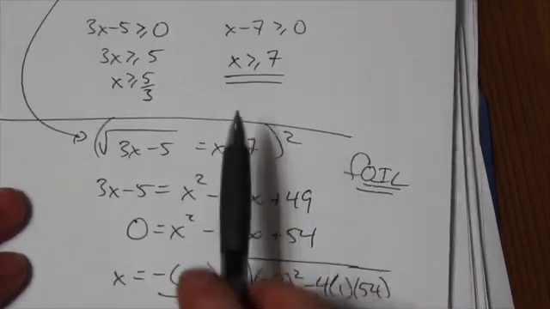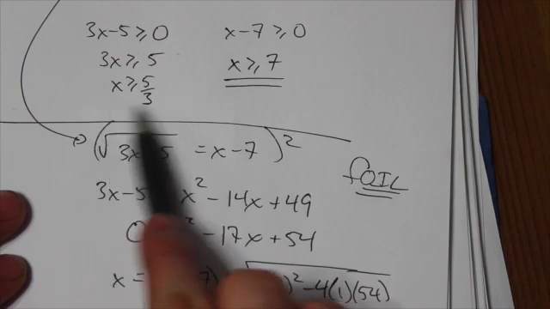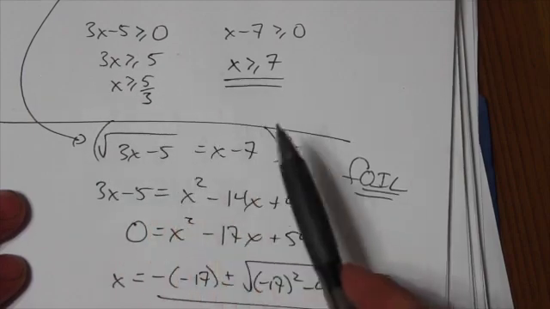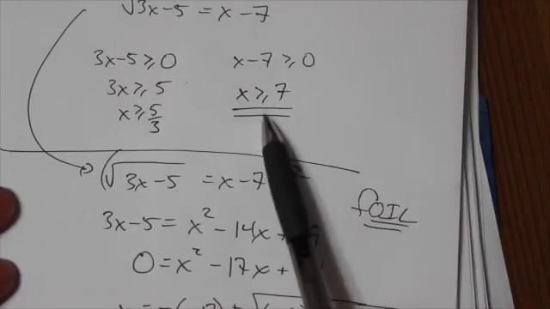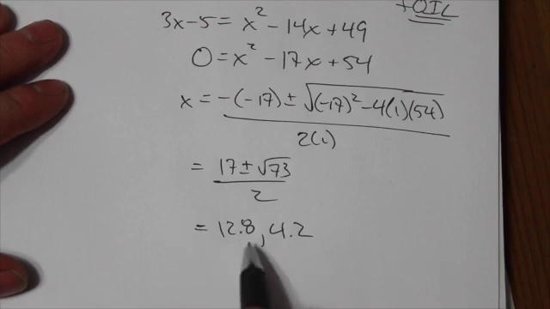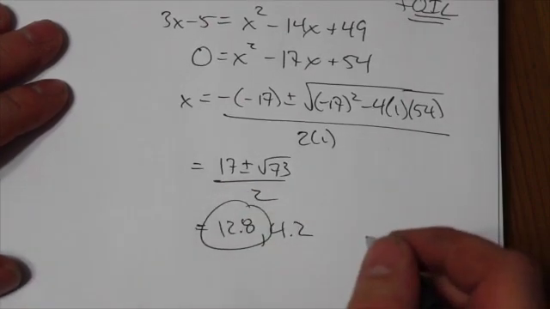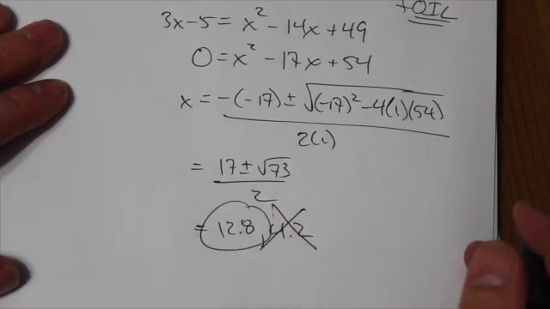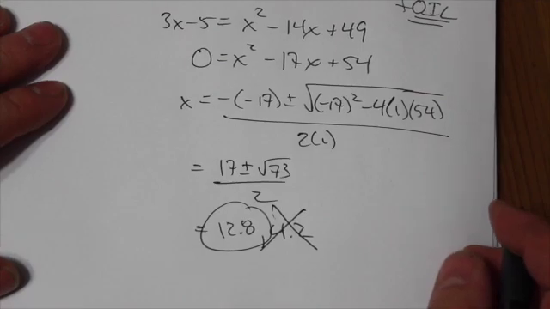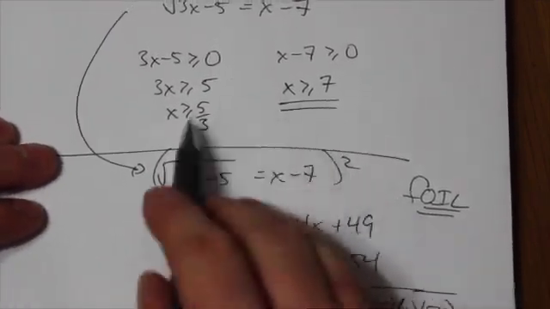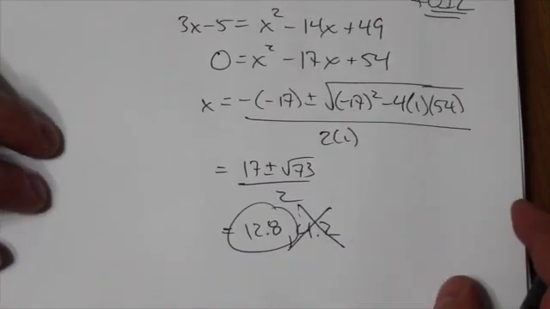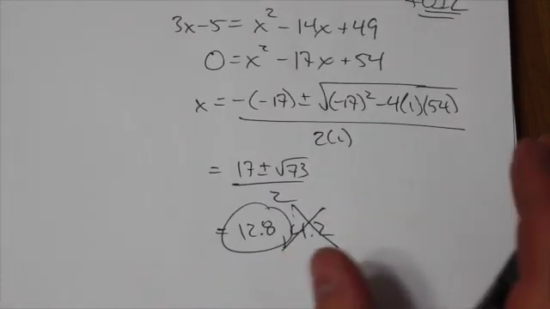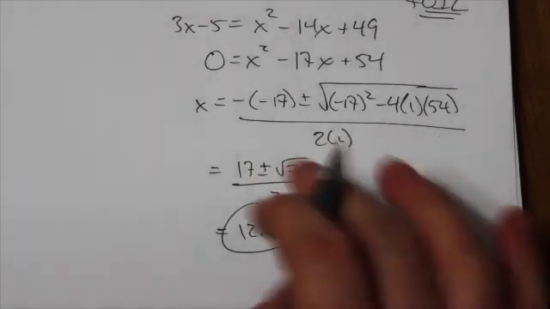Now, our restriction is, if we just looked at x is greater than 5/3, well, both of those look like they work. But the truth is, the restriction is x is greater than or equal to 7, and if you plug these both in, 12.8 works, 4.2 doesn't. So you needed to have both parts of that restriction in order to see which one of these roots is ultimately acceptable. This is a very good question for that, even though it didn't solve nicely at the end there.